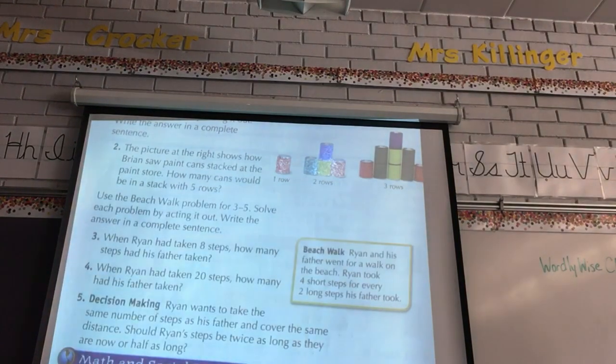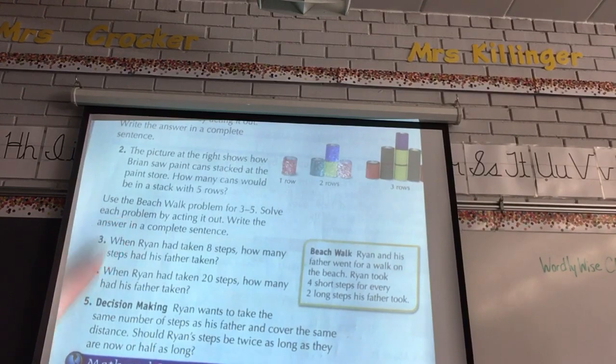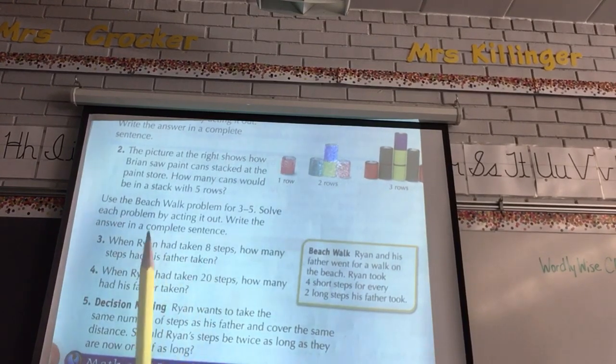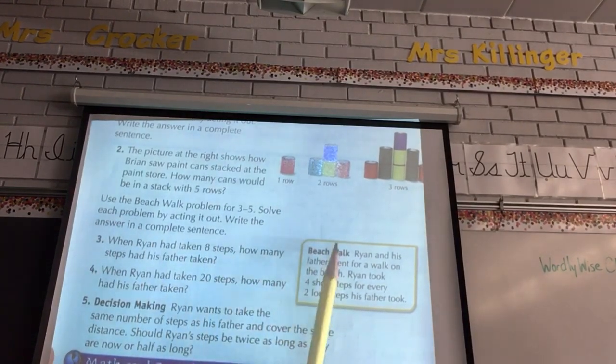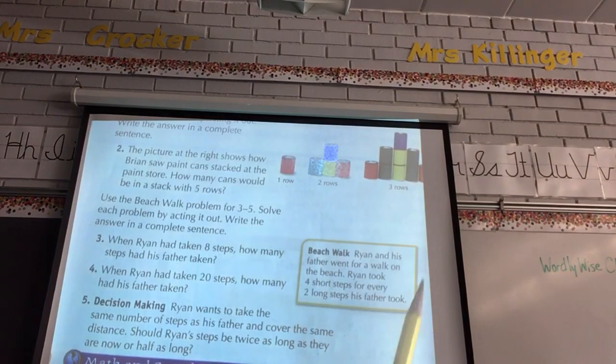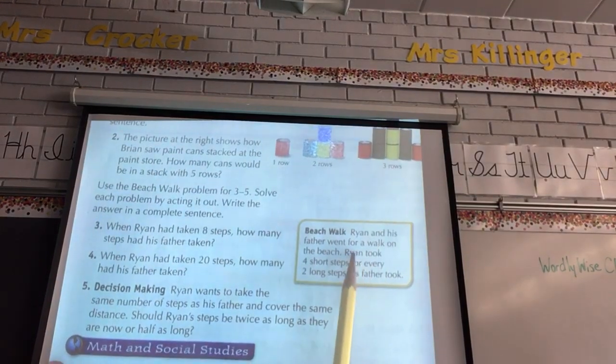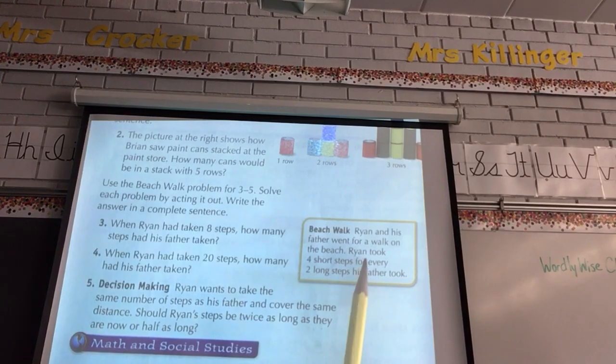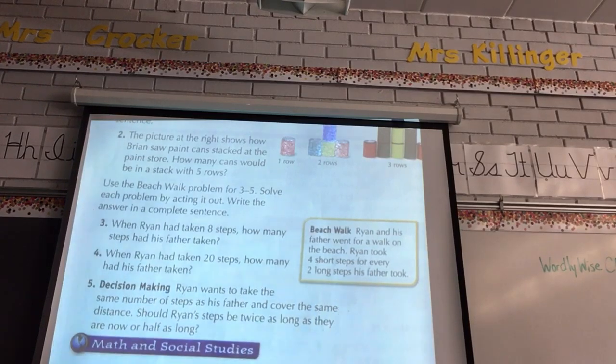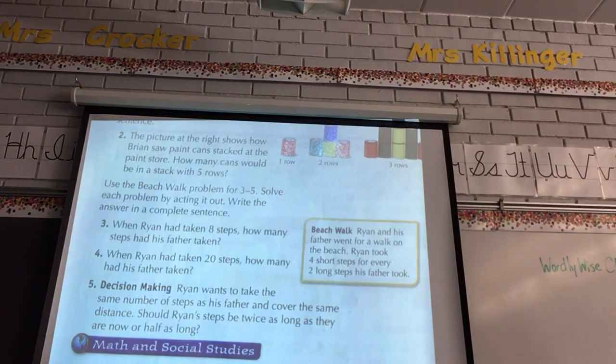All right, let's try a walk on the beach. Okay, solve each problem. Now, guys, y'all know whenever you have this little box over here, you got to read it. So Ryan and his father went for a walk on the beach. Ryan took 4 short steps for every 2 long steps his father took. All right, so we got us a little pattern.